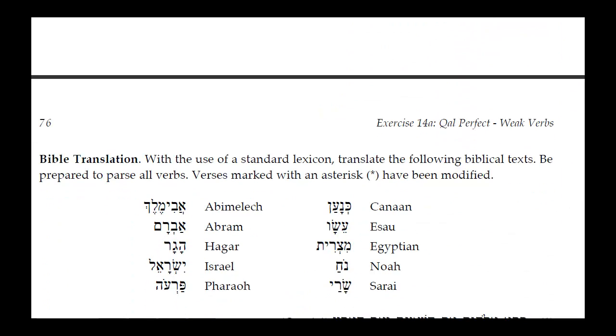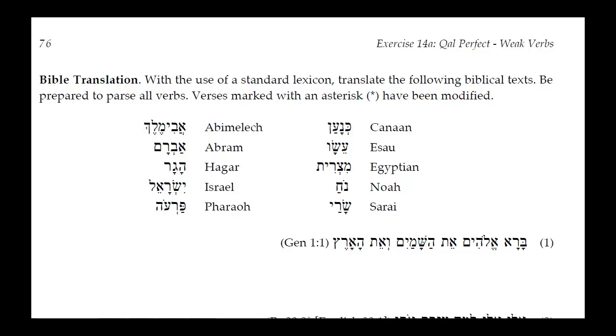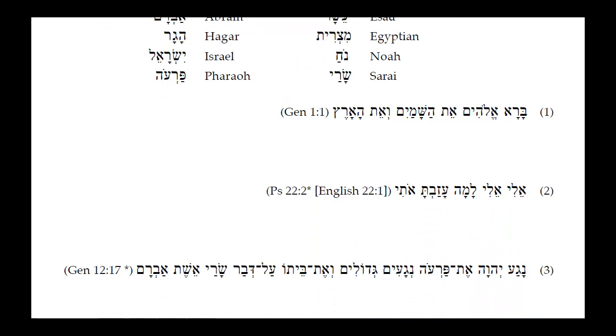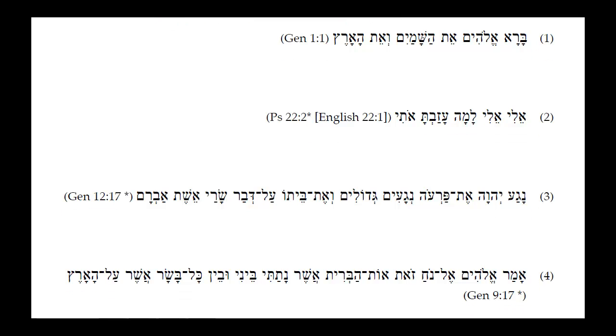All right, let's move further on down and go through some more translations. We're going to be using these nouns like Abimelech and Avram and Hagar in these translations too. So let's go ahead and go on to number 1. Bara Elohim et hashamayim ve'et ha'aretz. God created the heavens and the earth.